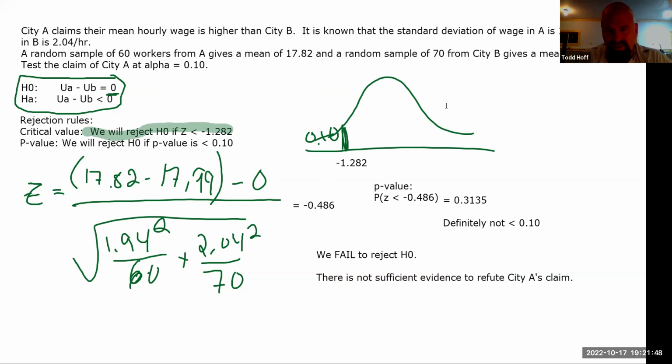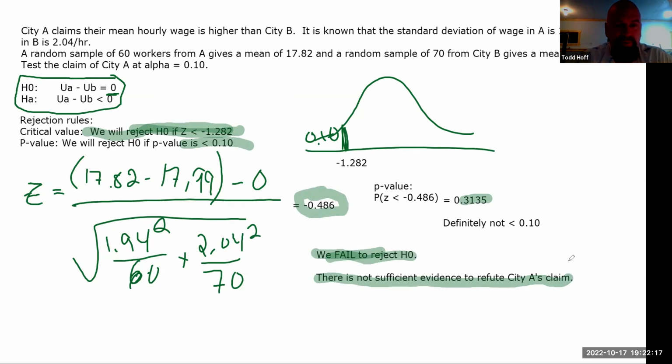But what we got here is the test statistic of negative 0.486 is not less than a negative 1.282, so we fail to reject. And also the p-value of 0.3135 is not less than alpha of 0.10, so that confirms that we fail to reject. And therefore, because we failed to reject, there's not sufficient evidence to say that City A's claim is wrong. We don't have to agree with it. We didn't prove it right. We just failed to get strong evidence against it.